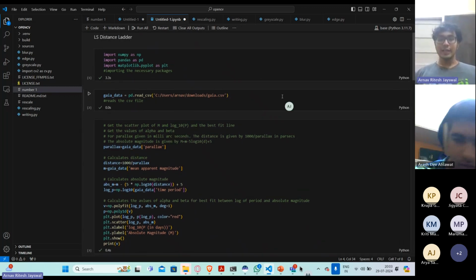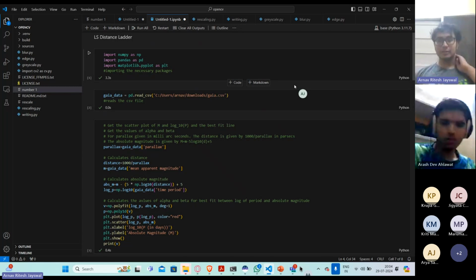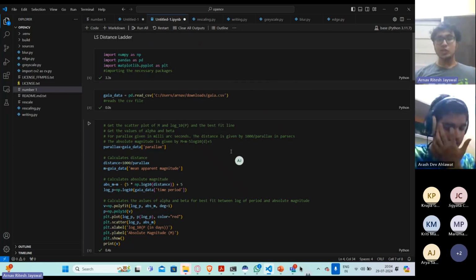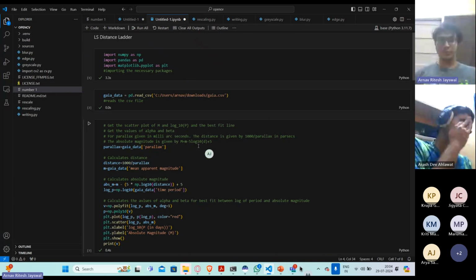Then we need to get a scatter plot of m and log base 10 p, because as we saw, Leavitt discovered that m and log base 10 p have a linear relationship. After plotting the data which we are given by Gaia, we will find the values of alpha and beta by getting a best fitting line. So let's just discuss the code. And of course, the absolute magnitude formula is just mentioned here.